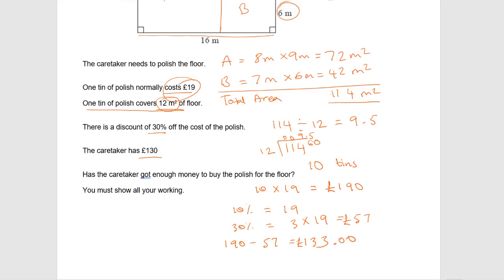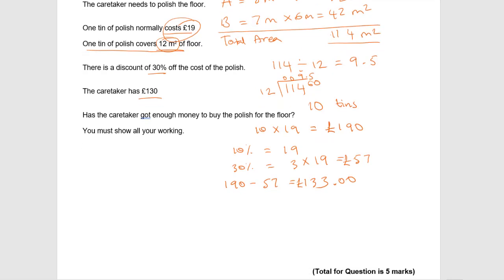Now clearly we can see we are short by £3. So the caretaker does not have enough money, and needs £133. Okay, this question is worth 5 marks.